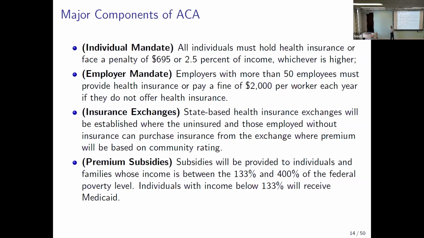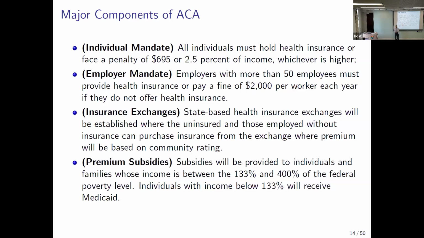That was before the ACA. In the ACA, an important regulation is that it requires all the insurance companies who sell insurance in the so-called health insurance marketplace, called the health insurance exchange, where the uninsured or those employed without insurance can purchase insurance, to base premiums on community rating. This means the premium that an artist will be charged will not depend on the artist's own health. It will depend on the average health of the community of people who buy insurance in the private market. That's called community rating instead of individual rating.